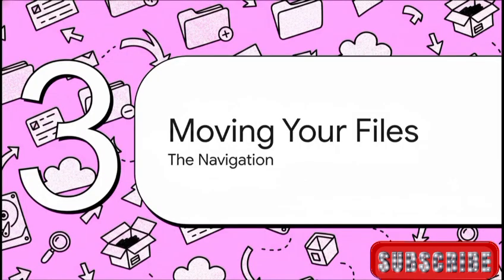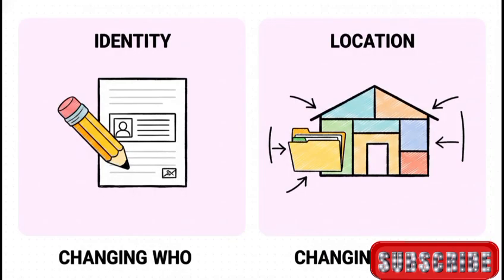Which brings us to Section 4, moving your files, the navigation. This right here brings up a really critical distinction: identity versus location. See, renaming changes what a file is called, but moving changes where it lives. You could literally have the absolute perfect name for a file, but if it's sitting in the totally wrong room of your digital house, the whole architecture just fails. Moving is how we navigate and properly place our files, so we can actually find them when we desperately need them.